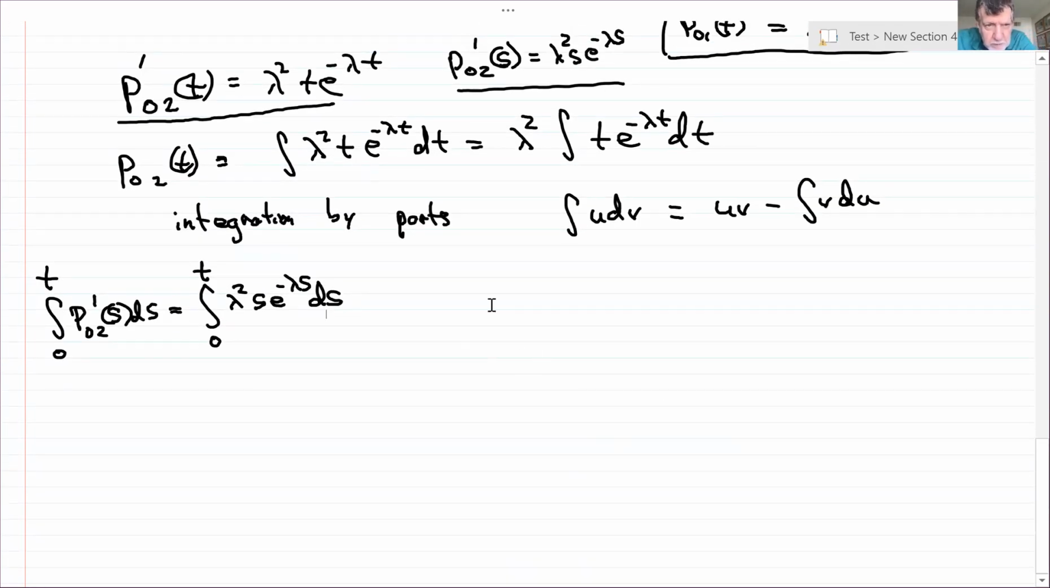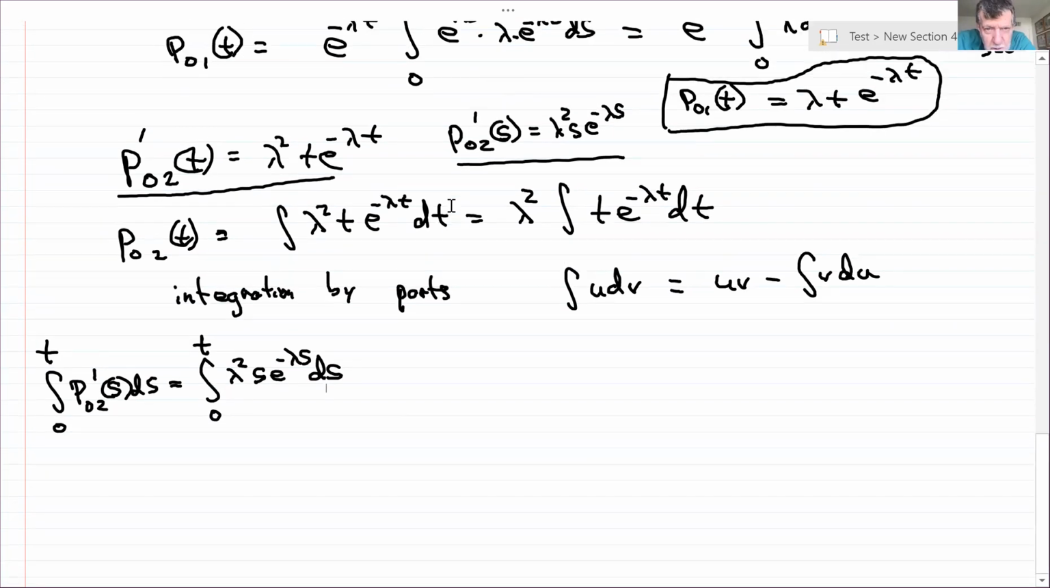Okay, so a little bit of a redo. This equation here, which is the derivative of what I want, is equal to this. I just wrote it in terms of s. And then I'm integrating with respect to s and evaluating from 0 to t.